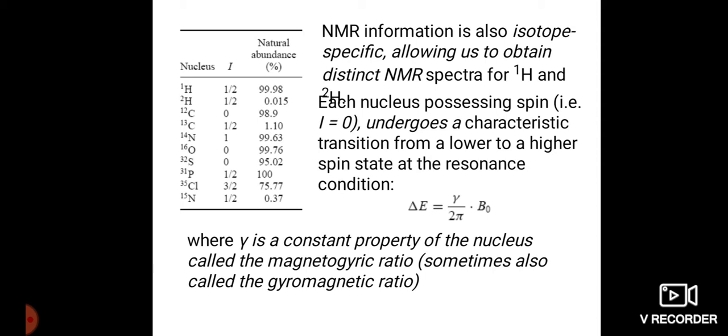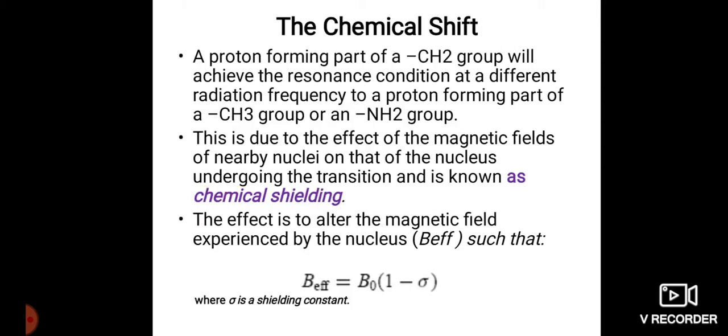In this equation, delta E equal to gamma by 2 pi into B naught, gamma is the constant property of a nucleus and it is called the magnetogyric ratio, or sometimes the gyromagnetic ratio. This gyromagnetic ratio is a very specific property of the nucleus, and by knowing it we can say which nucleus is the one undergoing the resonance.